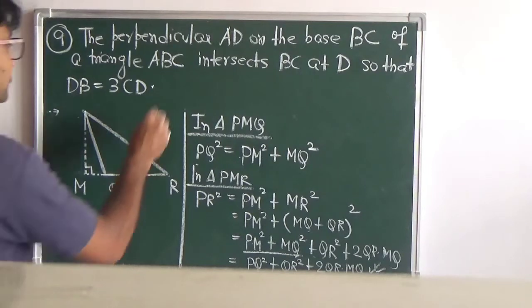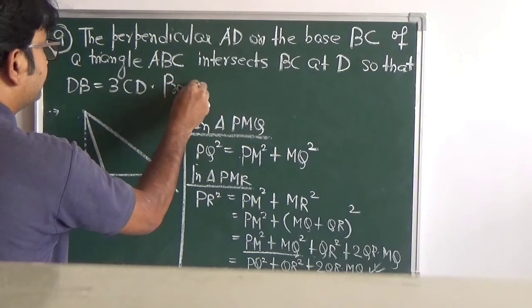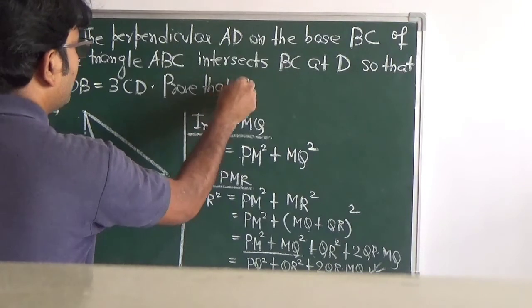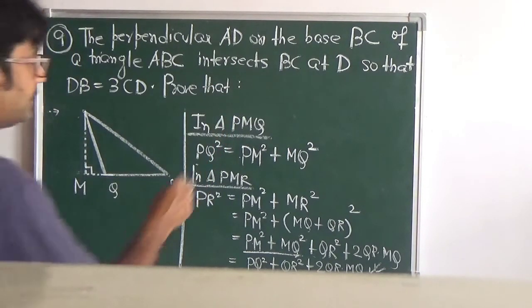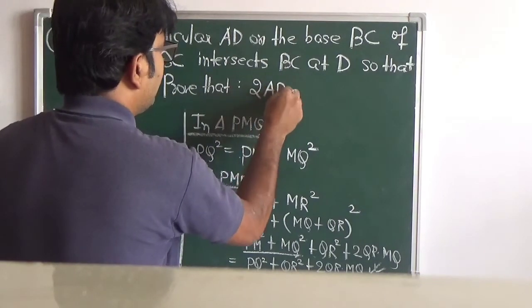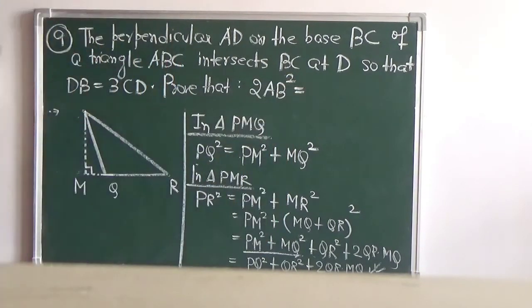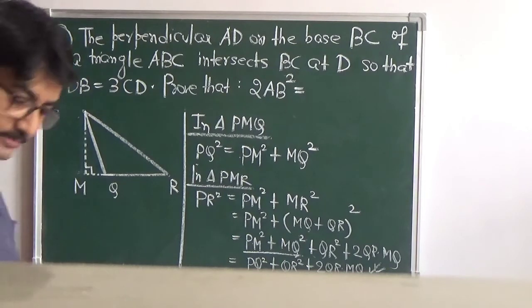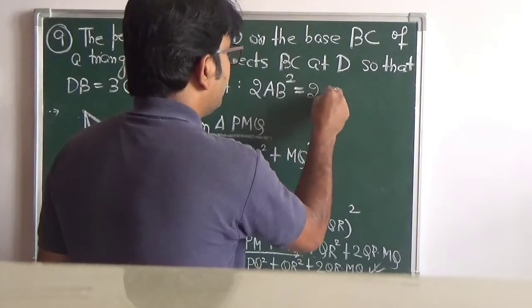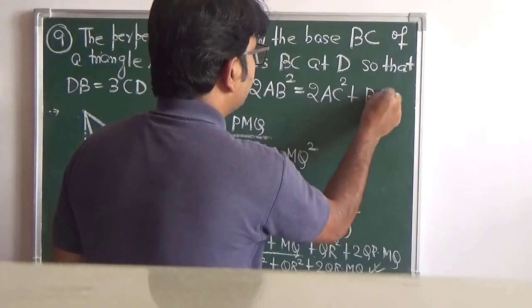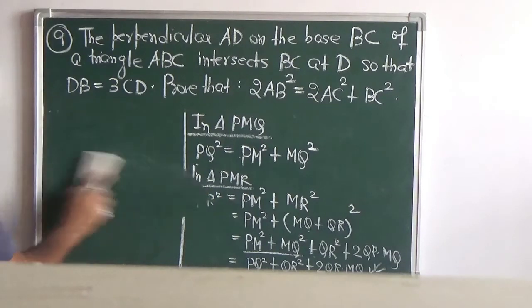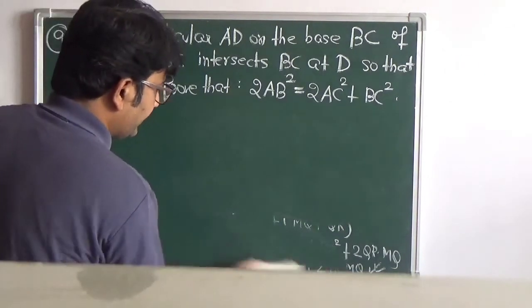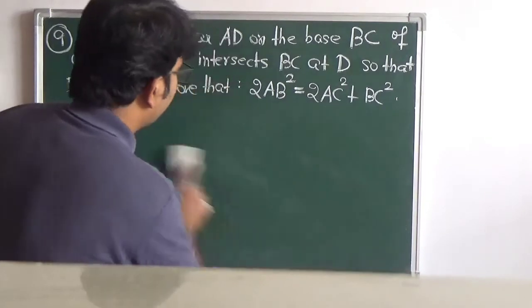Prove that twice AB square is equal to twice AC square plus BC square. So this is what we have to prove. Now again, let us draw the figure for the triangle first and then we will move ahead accordingly.